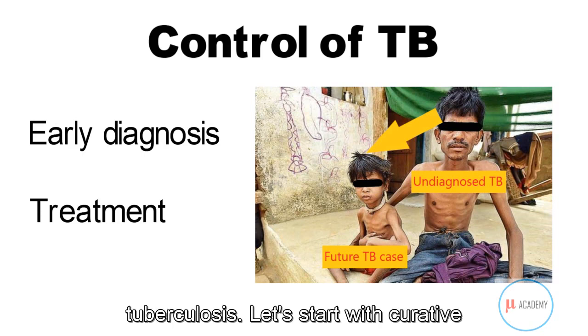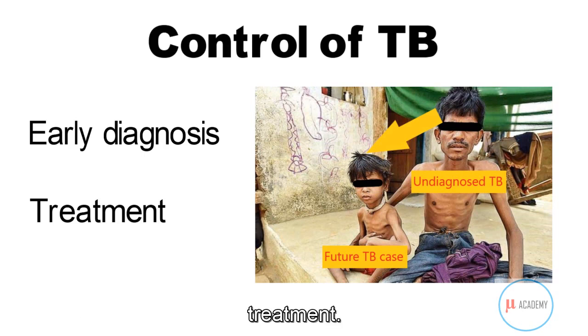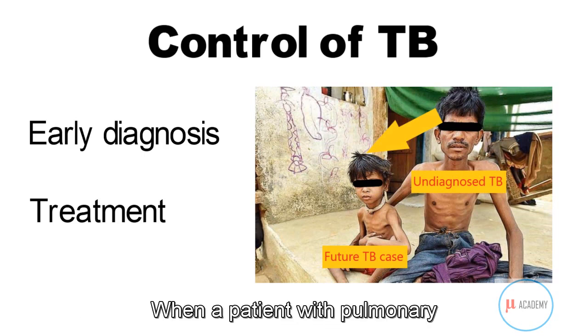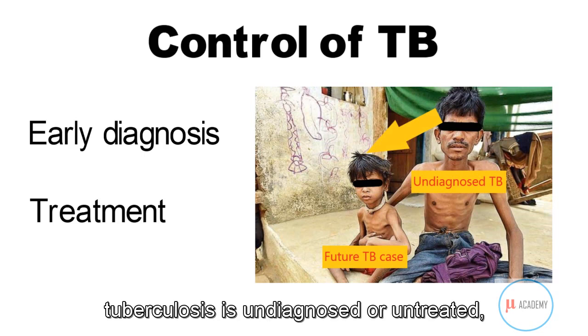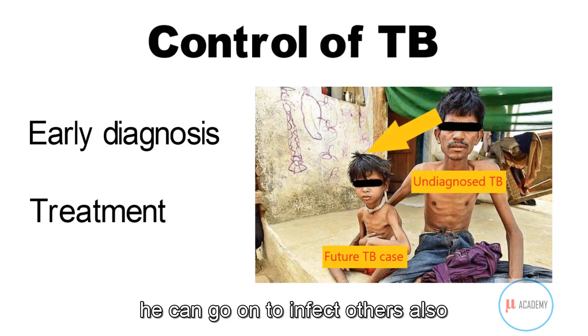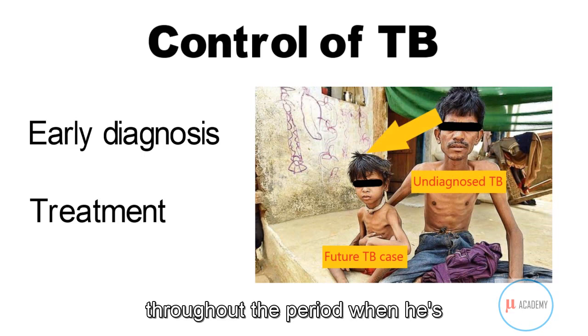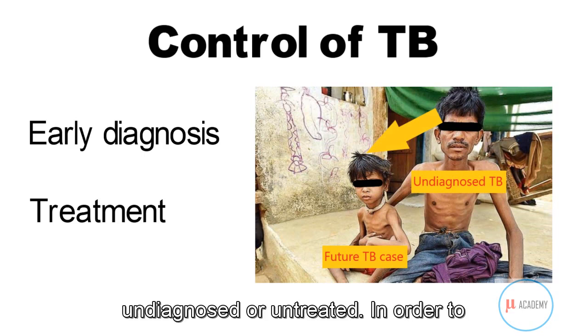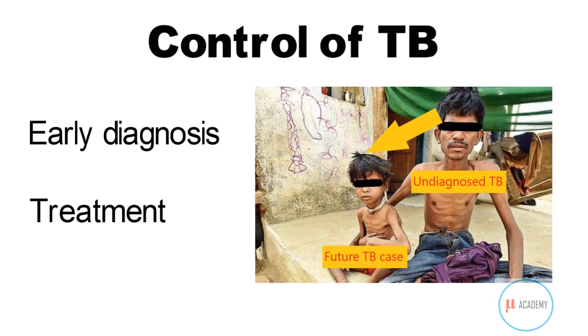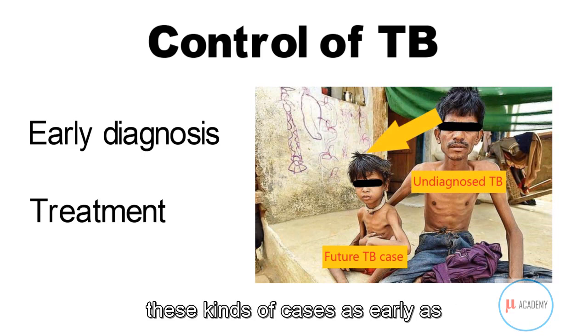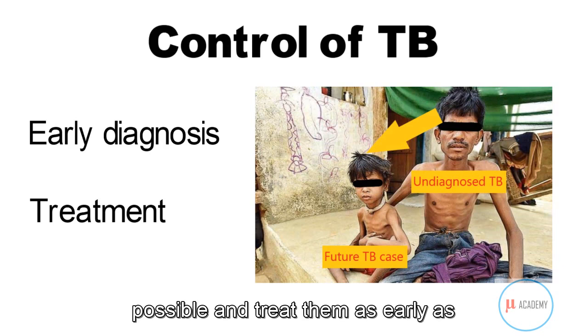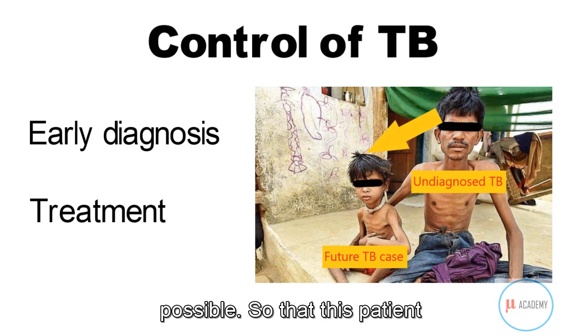So, early case detection and treatment. When a patient with pulmonary tuberculosis is undiagnosed or untreated, he can go on to infect others throughout the period when he is undiagnosed or untreated. In order to control the burden of TB, we have to find these cases as early as possible and treat them as early as possible so that this person does not give infection to others.